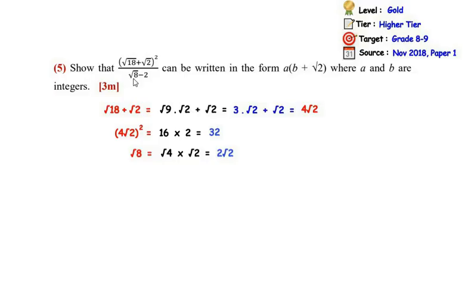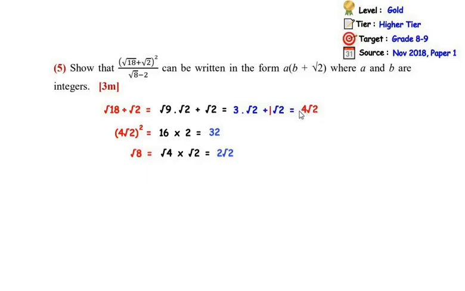So square root of 18, we know that we can break it down as root of 9 times root of 2 plus root of 2, and root of 9 is 3. So we get 3 root 2 plus root 2. And these both are like terms because they both have the same square root. So we get 3 root 2 plus 1 root 2, giving us 4 root 2.